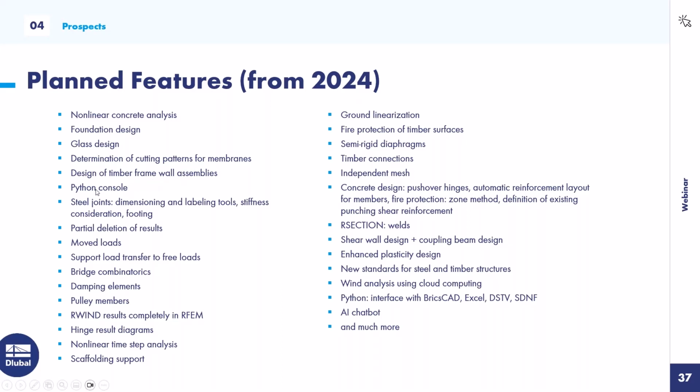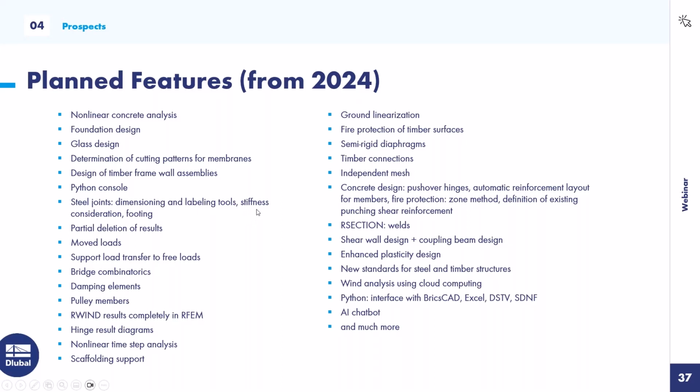Then the Python console will be implemented. It's a future-proof input panel, flexible to use. Then in steel joints, we plan to implement the dimensioning and labeling tools. We already implemented the points on surface so that they can be snapped, and that's a requirement for this feature. We will implement that in the future.